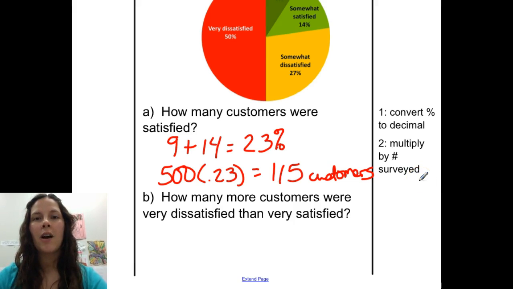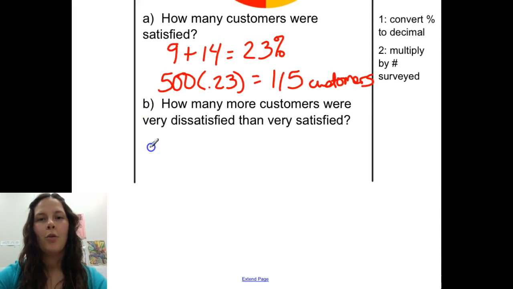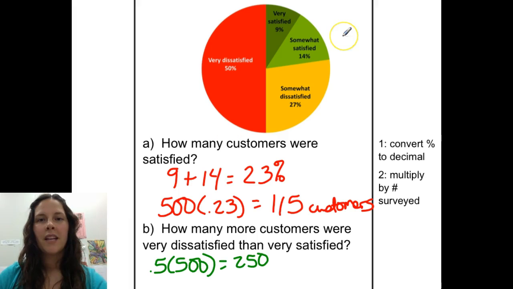The next question is how many more customers were very dissatisfied than very satisfied? We'll do the same process we just did. 50% of the customers were very dissatisfied. We'll start off with 50% times 500, or 0.5 times 500. Half of 500 is 250, so 250 customers were very dissatisfied with this product.